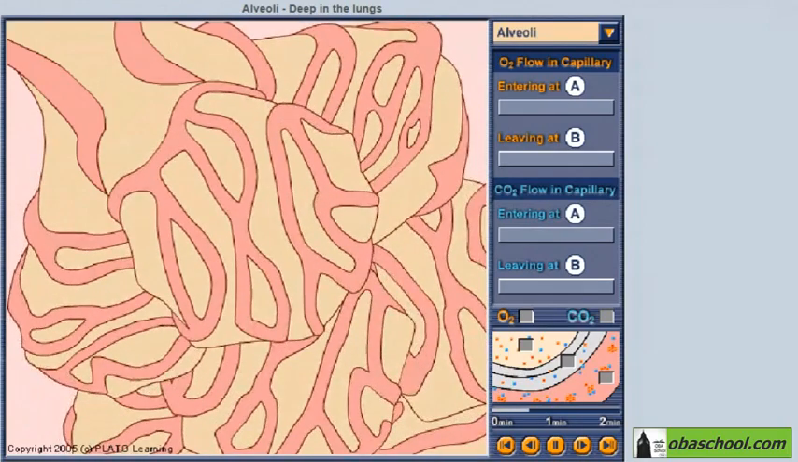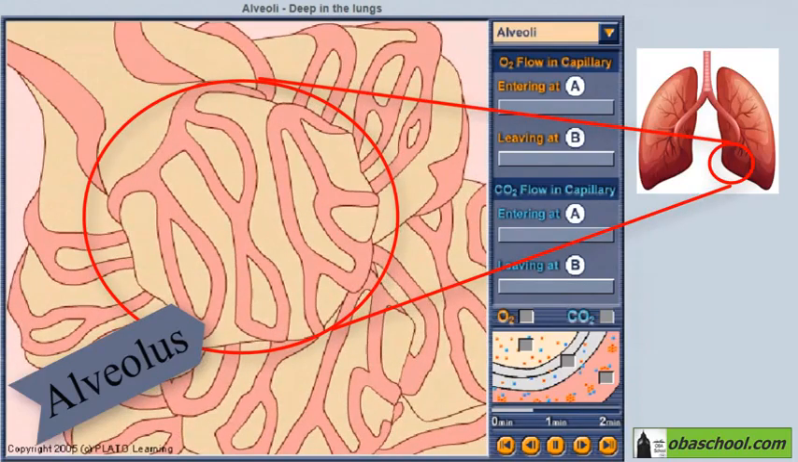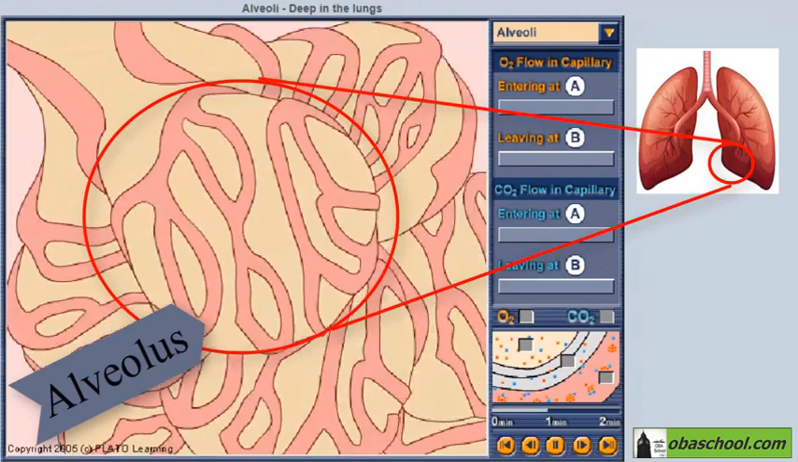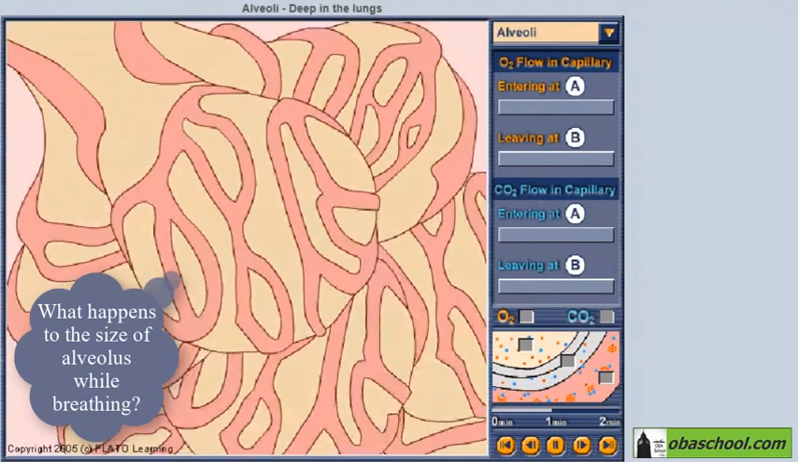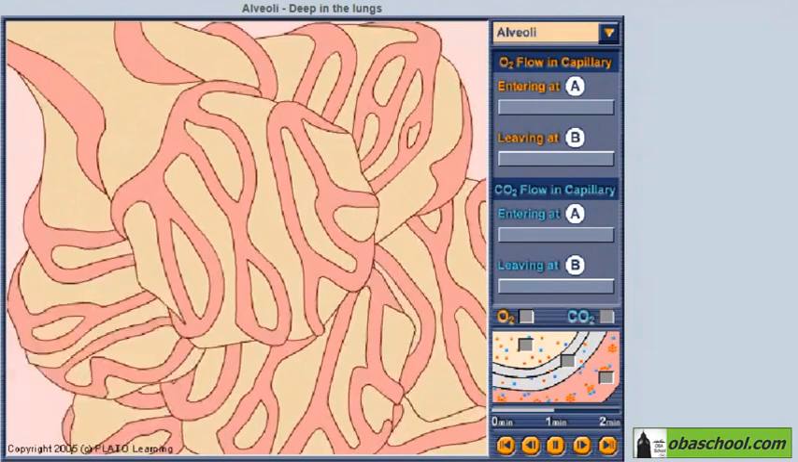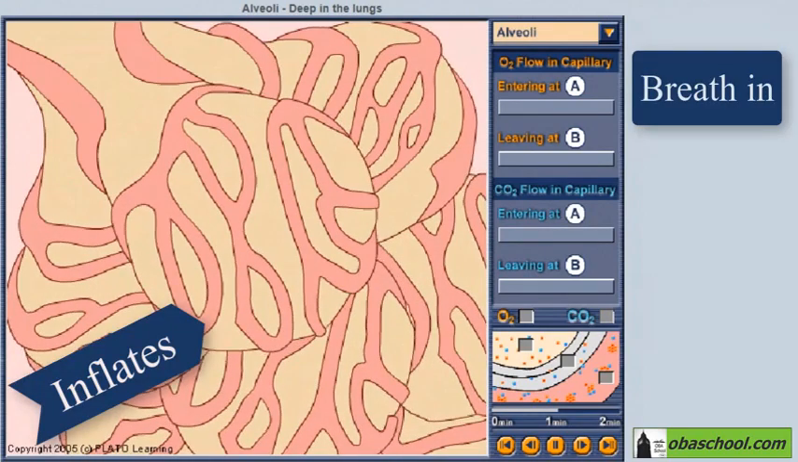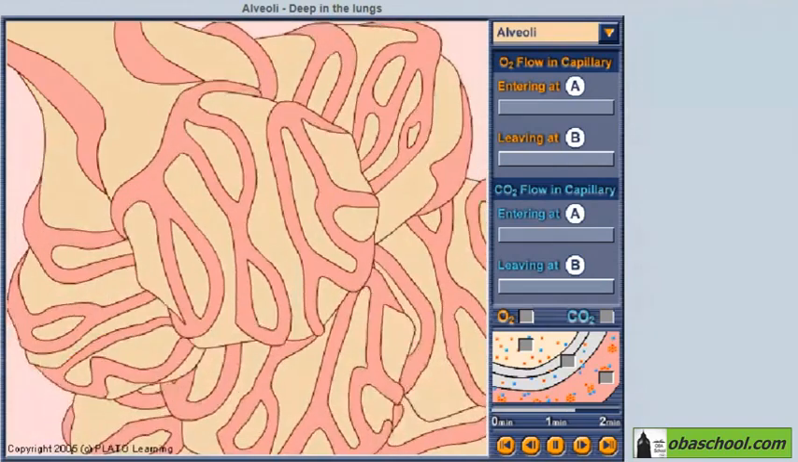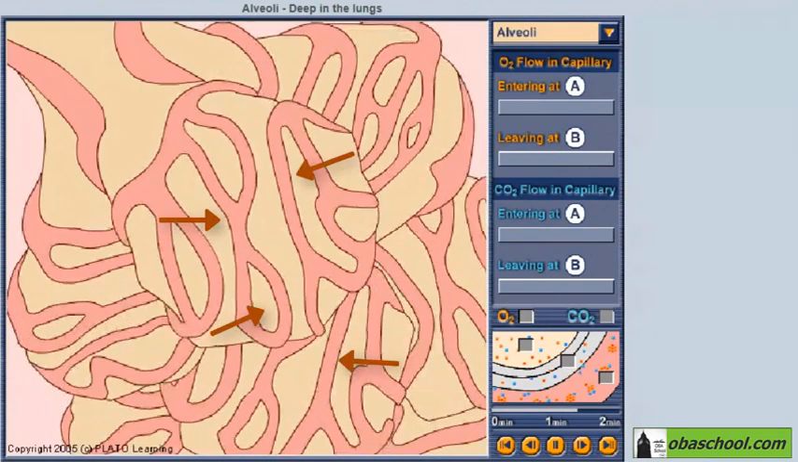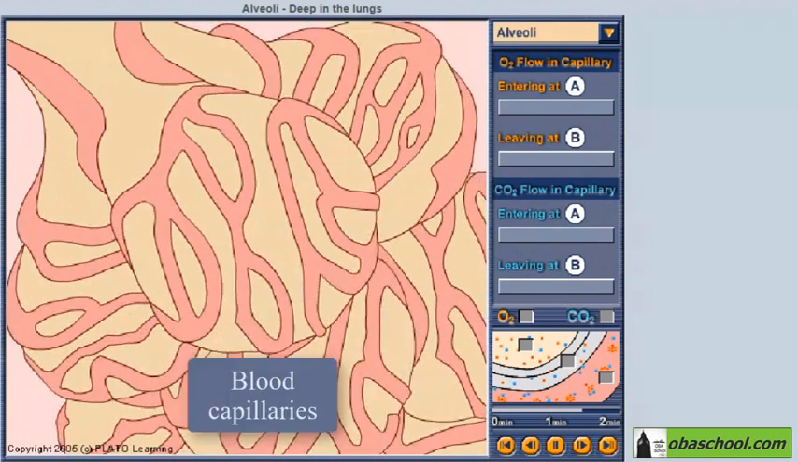An alveolus is an air sac that is present in the lungs, which allows rapid gas exchange of oxygen and carbon dioxide gases. So notice what happens to the size of each alveolus as the person breathes in and then out. As the person breathes in, the alveolus inflates and deflates when the person exhales. And what are these pink lines that are surrounding the alveoli? Well, they are blood capillaries.